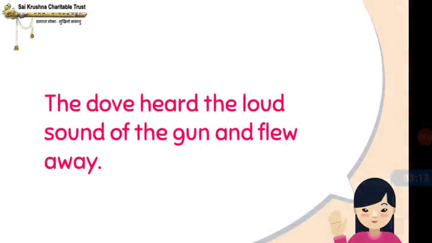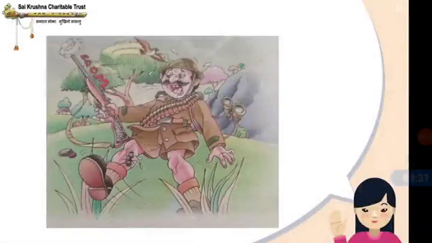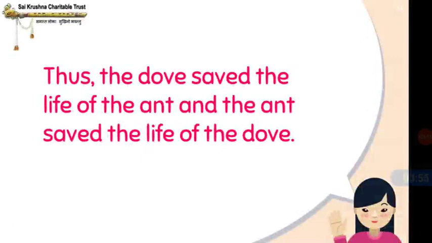The dove heard the loud sound of the gun and flew away. As soon as the dove heard the gun sound, it started flying. You can see the hunter. This is the picture from your textbook also, children. The ant is biting the hunter's leg, and he is screaming like this. When you get pain, you will scream, children, like that. So thus the dove saved the life of the ant, and the ant saved the life of the dove.